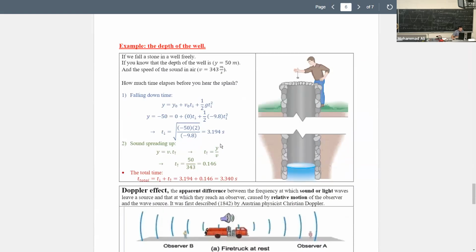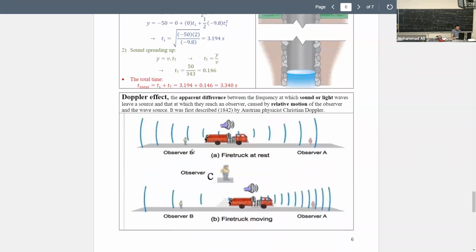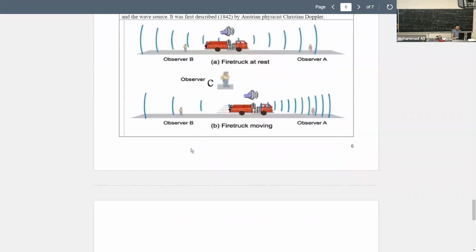Okay, and we have this example. We solved it, which is the speed of sound. It is just the velocity of the sound is the distance over the time period. We know that. We have a new thing I will talk about, which is the Doppler effect.